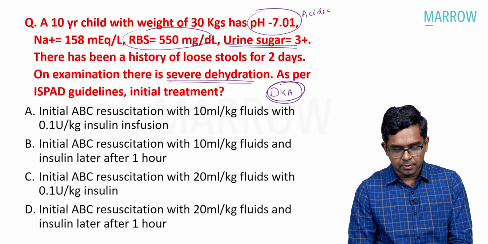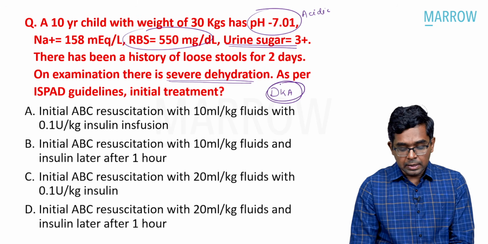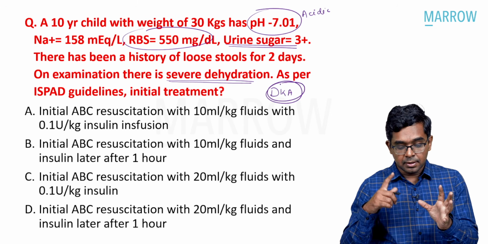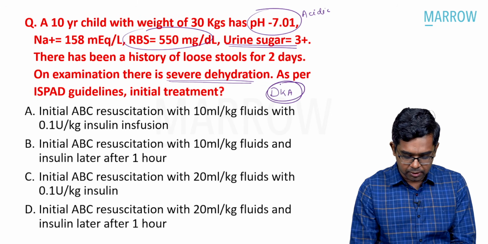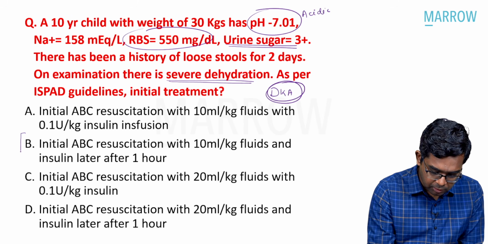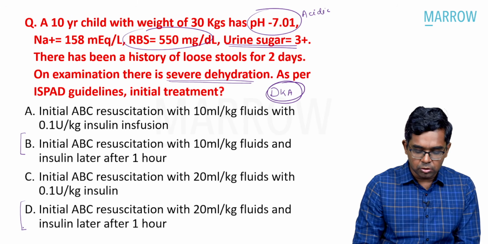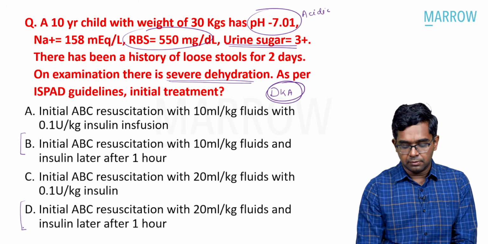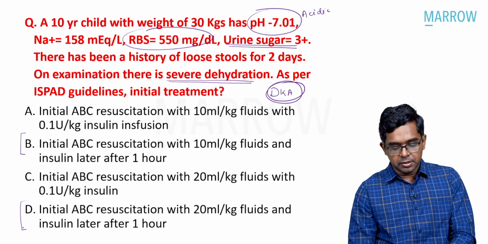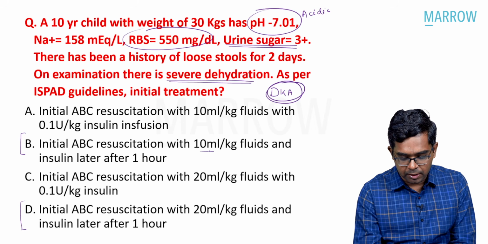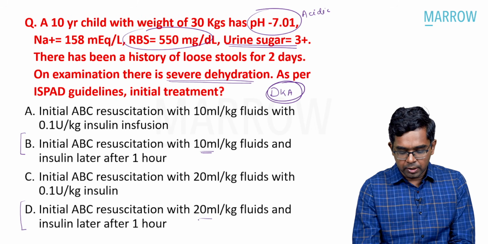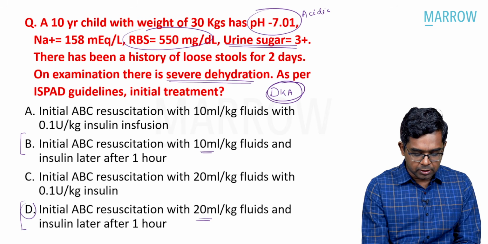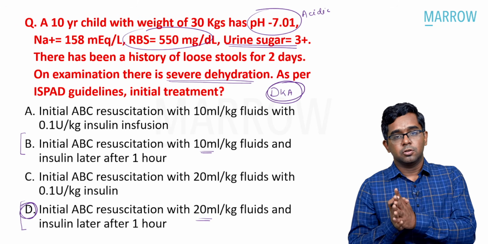Obviously, it will be ABC, resuscitation along with fluids, and please remember, it should be insulin after that, but it is after 1 hour according to the guidelines. So, you have two options like that, option B and option D, both saying ABC resuscitation with fluids and insulin later after 1 hour. Okay. So, which one will be the differentiating point? It is the amount of fluid, whether it is 10 ml per kg of fluid or 20 ml per kg of fluid. Answer according to the guidelines, it is option D, which is 20 ml per kg of fluids.